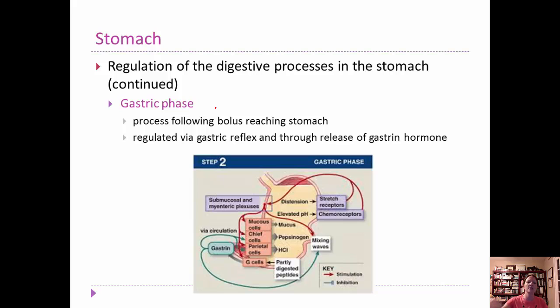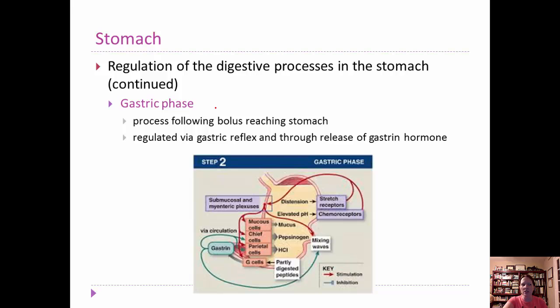And what this does is it is going to regulate the motility, and it's also going to regulate the secretory activities. So we're going to have the same thing happening here. So it's regulated via the gastric reflex and through the release of gastrin. So the gastric reflex is going to cause more mixing waves.